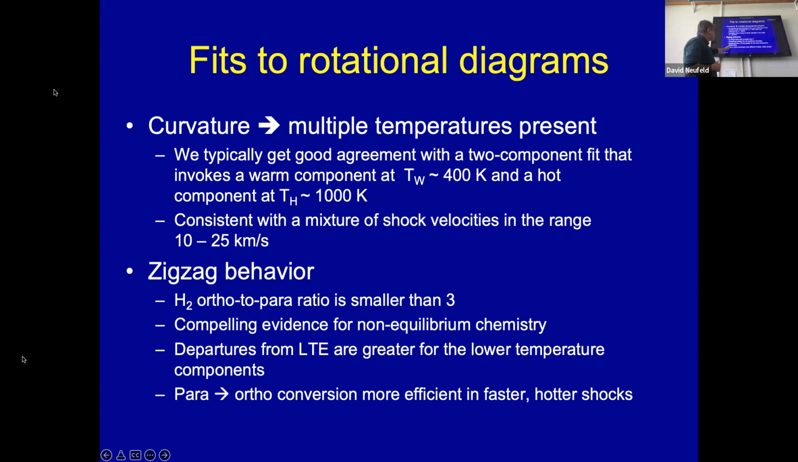And the departures from the equilibrium value are greater for the lower temperature conversion components. So conversion of parahydrogen to orthohydrogen is more efficient in faster, hotter shocks, as expected.